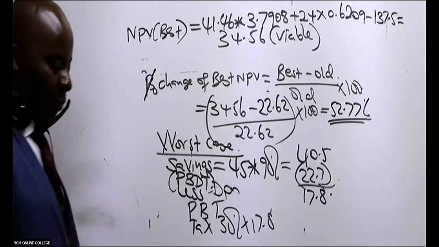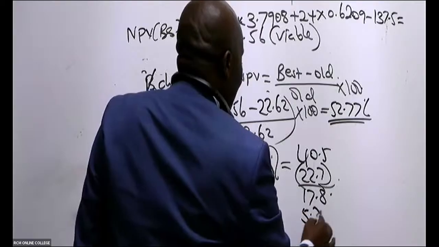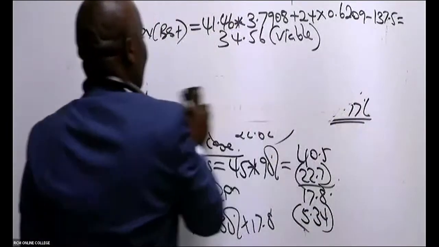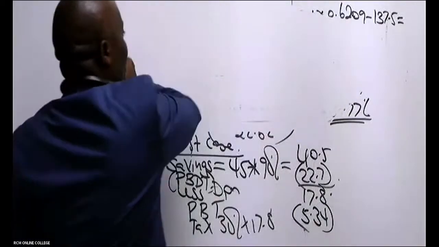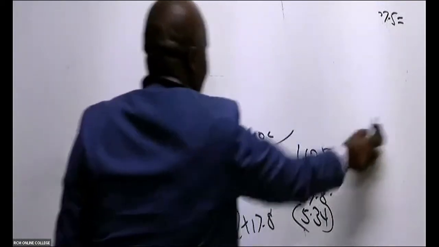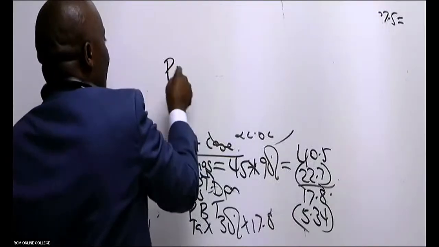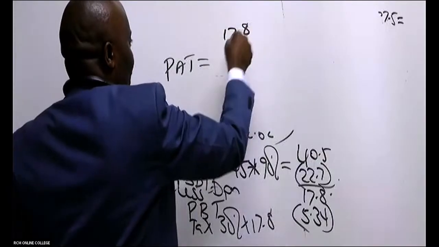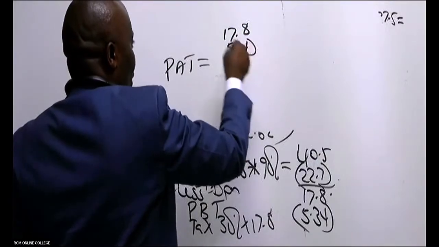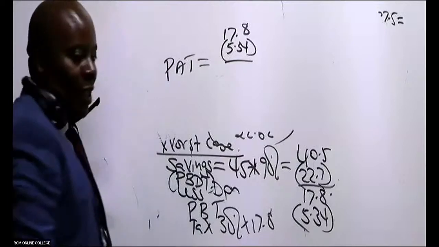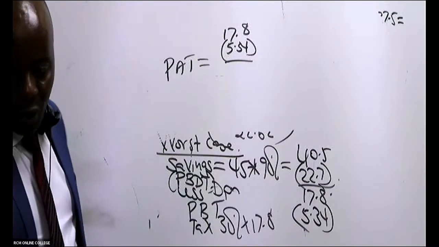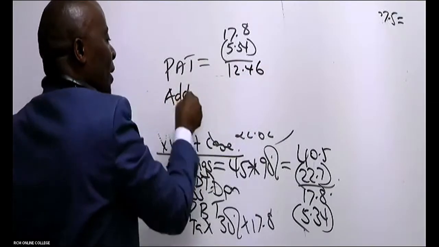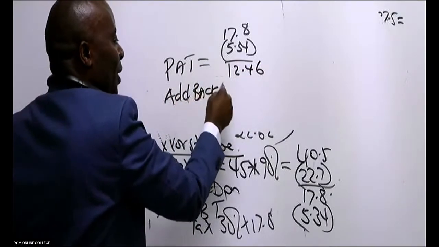5.34. So go ahead and subtract. Once you subtract, you'll be able to give us profit after tax. So our profit after tax, ladies and gentlemen, will be this 17.8 less 5.34, which will give us what figure? Somebody has profit after tax? 12.46. So this 12.46, we add what? We add back depreciation, isn't it?